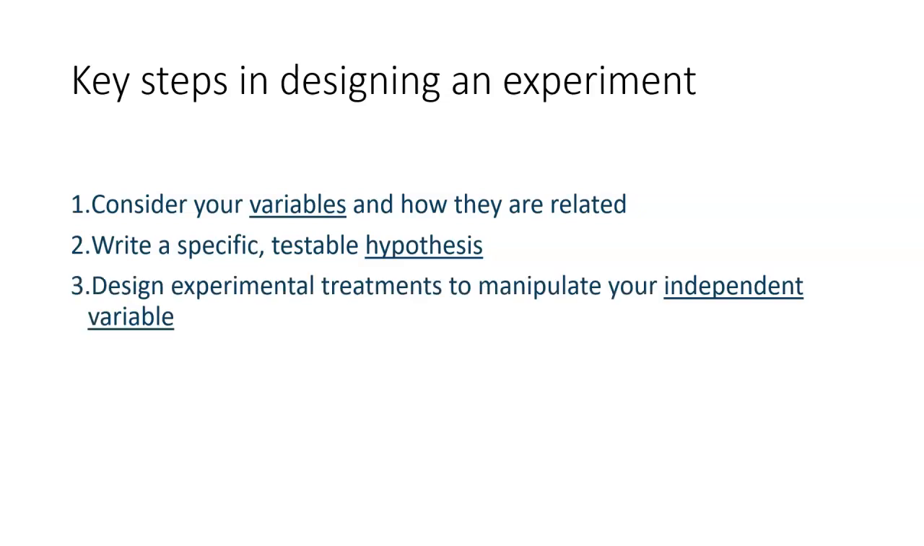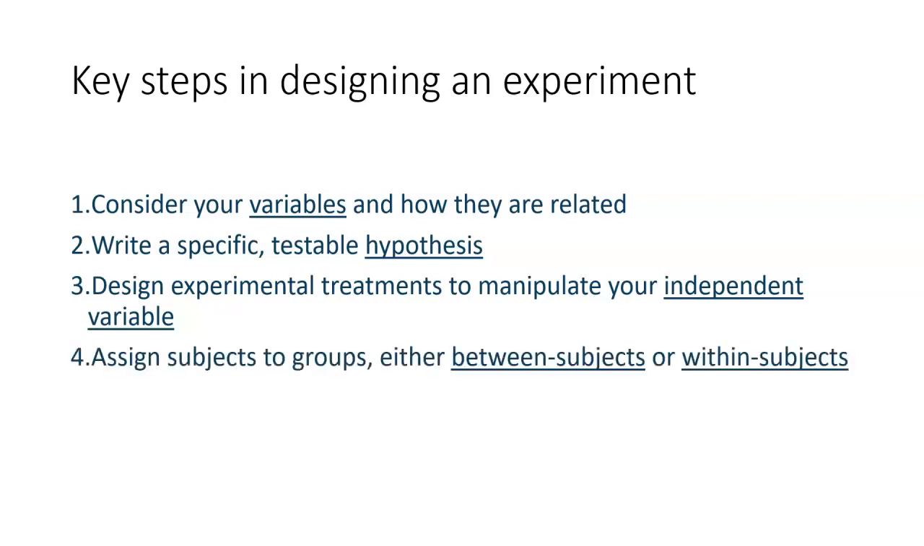Design experimental treatments to manipulate your independent variable. The independent variable must be identified and varied. This will give you conclusions that can be tested. It is possible to have more than one independent variable, but then it becomes difficult to determine just what is causing any results. Assign subjects to groups, either among groups or within groups.